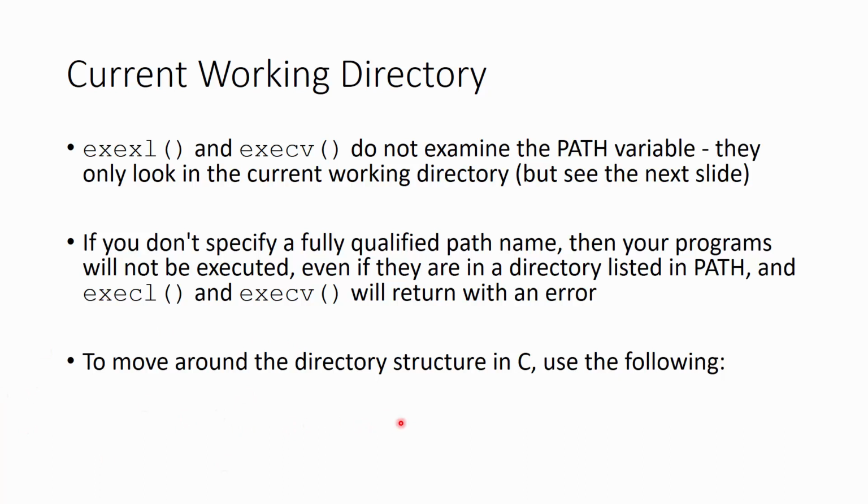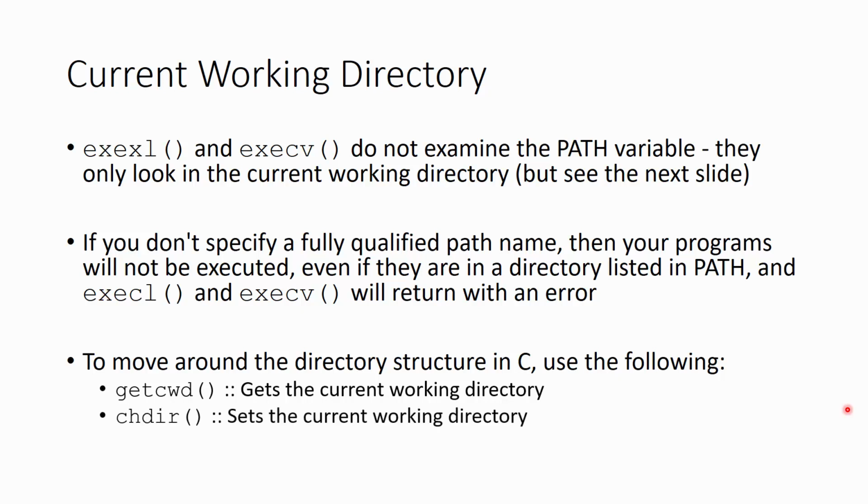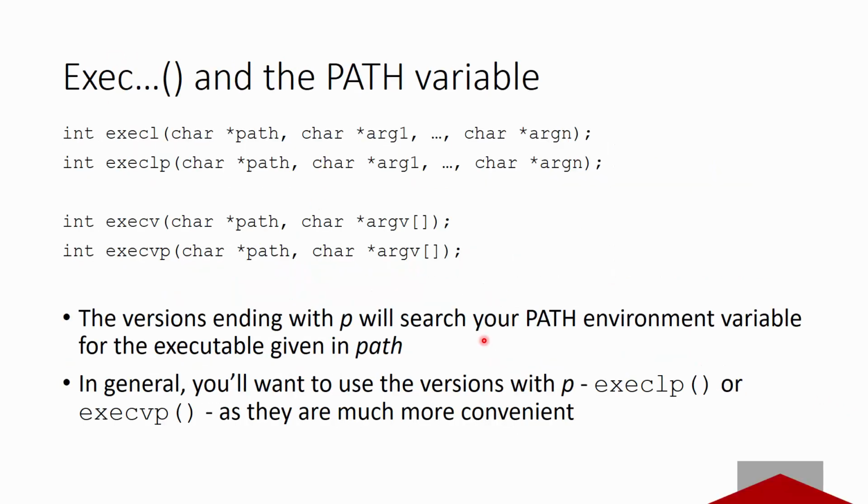And to move around the directory structure such that you could use these two functions, we would use getcwd for get current working directory, and chdir to set the current working directory to some new location. So this is how you would cd around and get your current working directory, so that we could put ourselves into a place where a program exists, so we could use execl and execv.